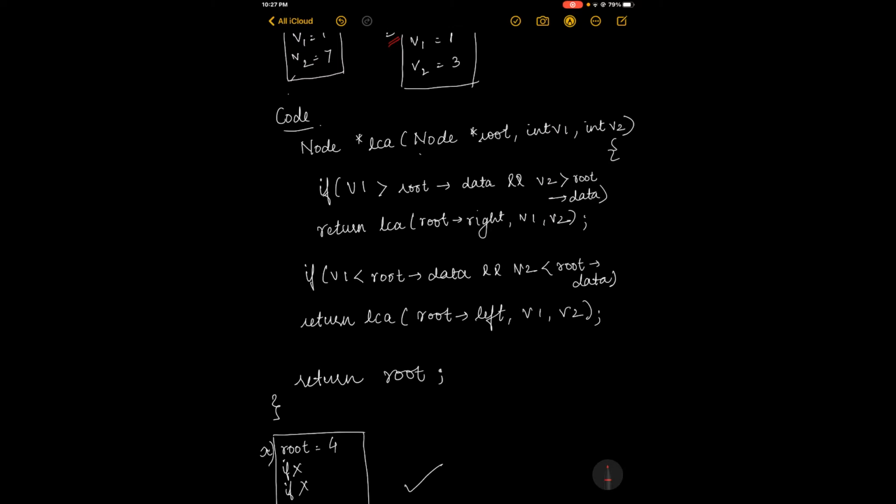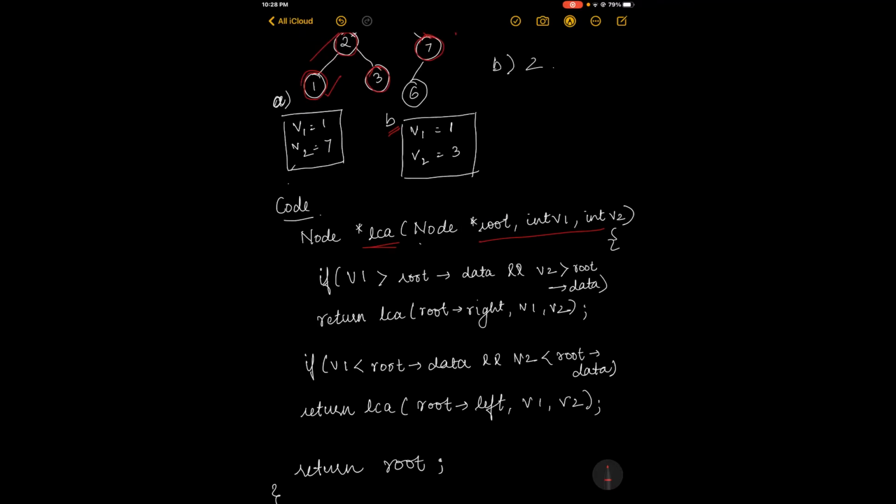We have this function, that is node star LCA. We are passing these three parameters, root, V1 and V2. If V1 is greater than the data present in root and V2 is also greater than the data present in root, so now basically we are segregating. If both V1 and V2 are greater than the root data, then we have to go to the right side of the BST, because that's how a binary search tree is. The nodes having greater value are on the right and the lesser ones are on the left.